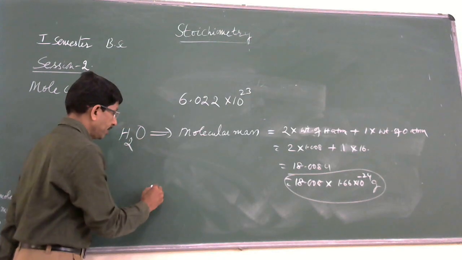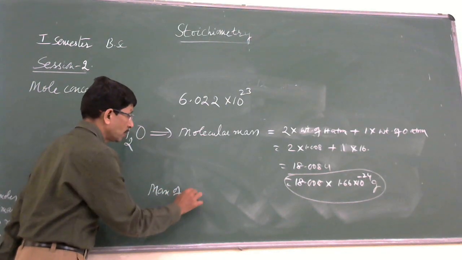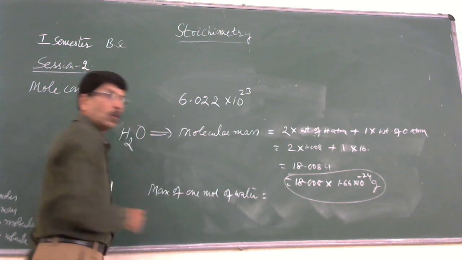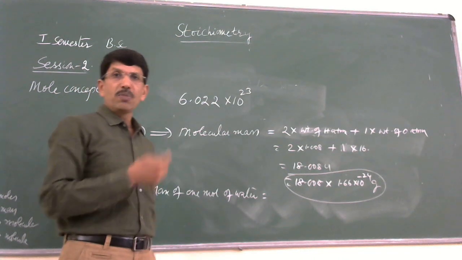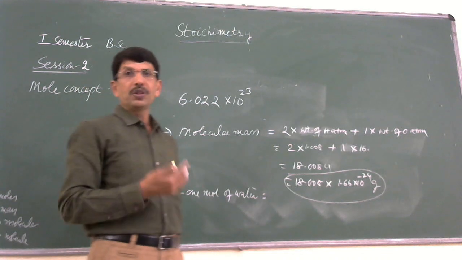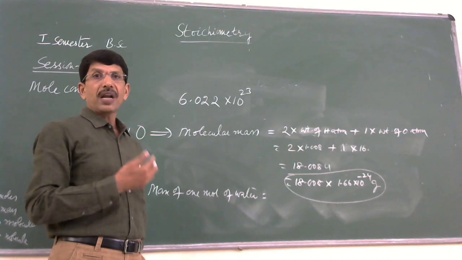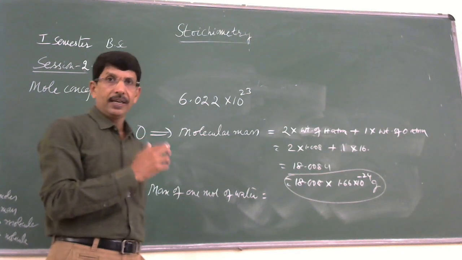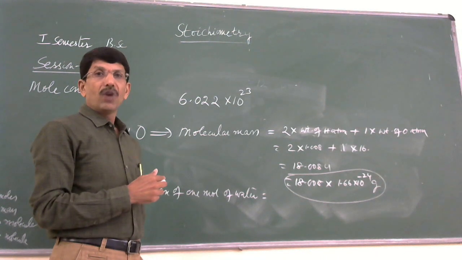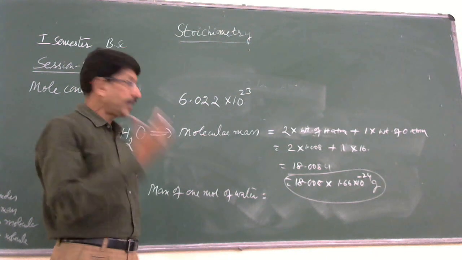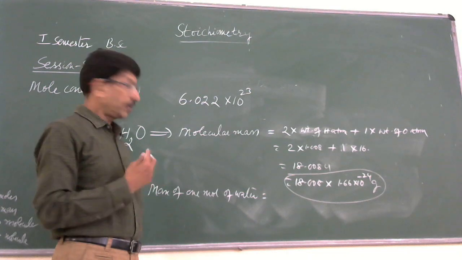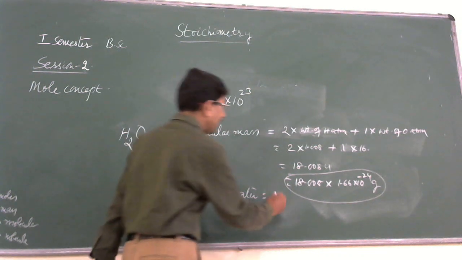So if you consider the mass of 1 mole of water, what is 1 mole? I already learned. If I say 1 mole of water, it is that amount of water containing 6.022 into 10 to the power 23 water molecules. We have already learned the definition of a mole. So the mass of 1 mole of water would be equal to 18 grams.